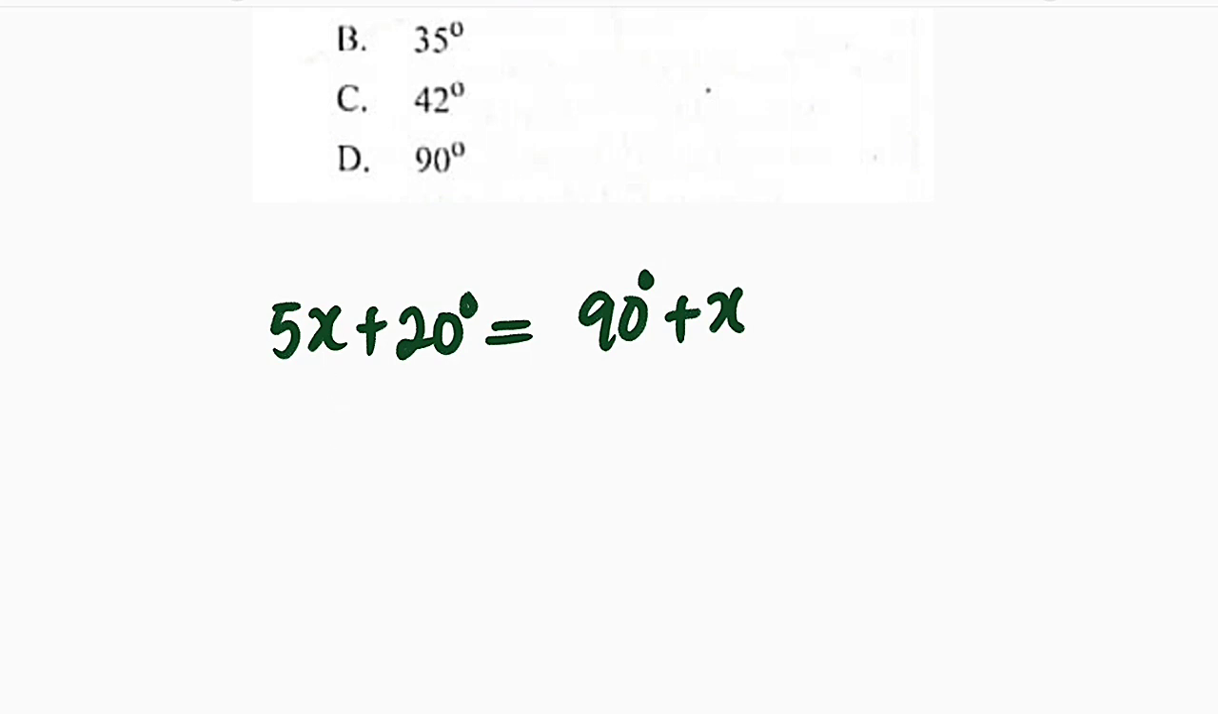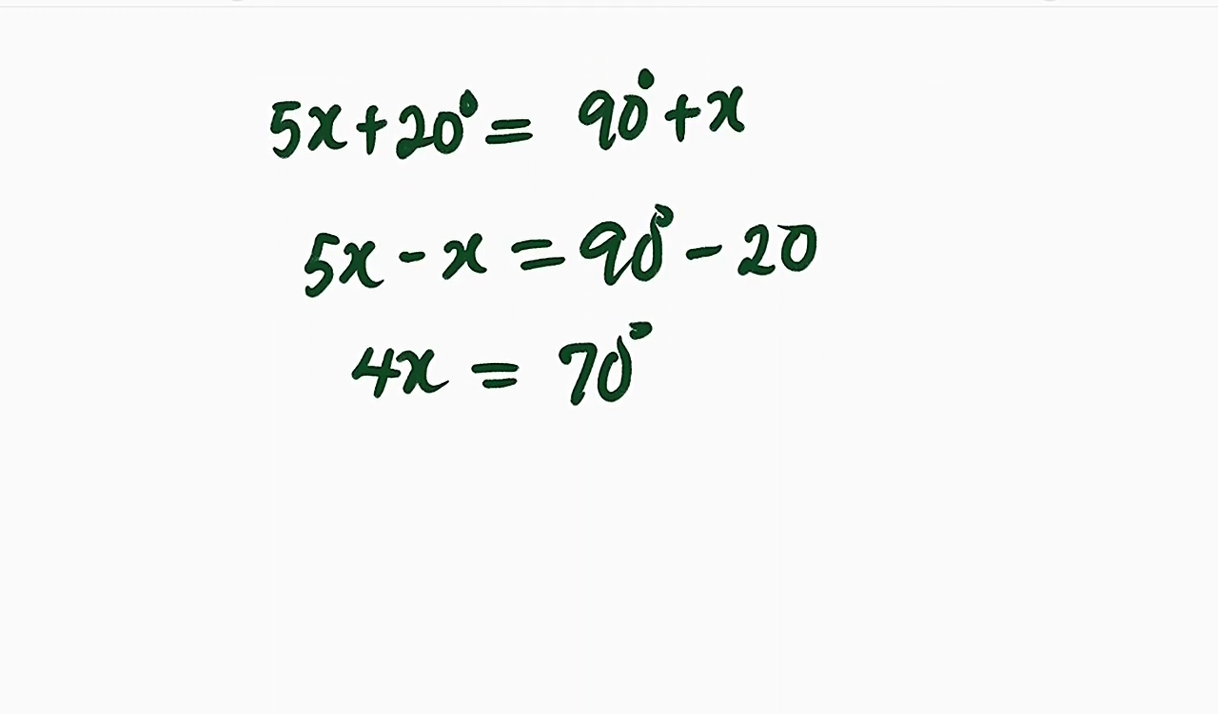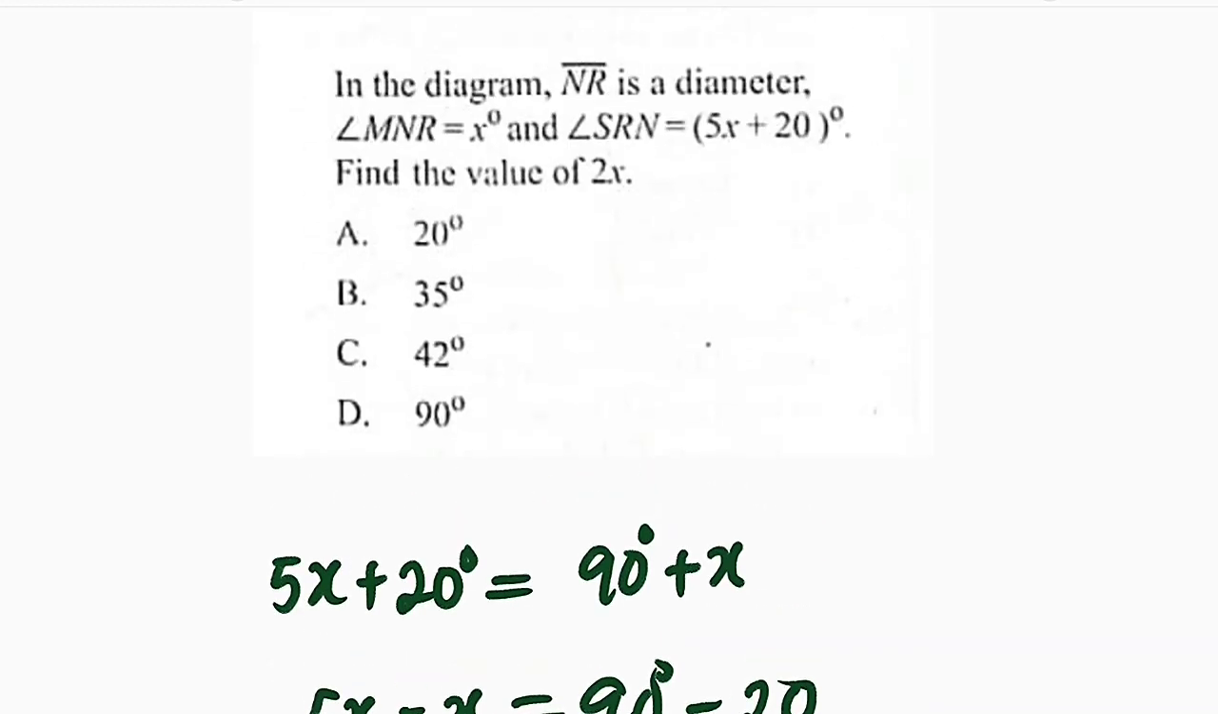So by collecting the like terms, we have 5x. If this crosses over, it becomes negative, equal to 90 degrees. If this crosses over, it becomes negative as well. So 5x minus x is 4x, and this is equal to 70 degrees. Remember, we are looking for 2x, not x, so we can divide both sides by 2. Therefore, 2x is equal to 35 degrees, which is option B.